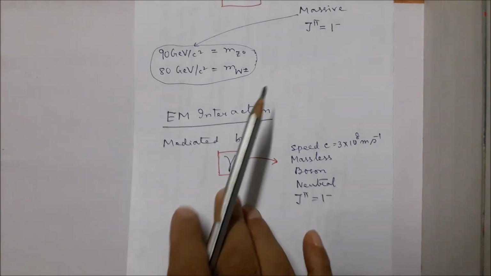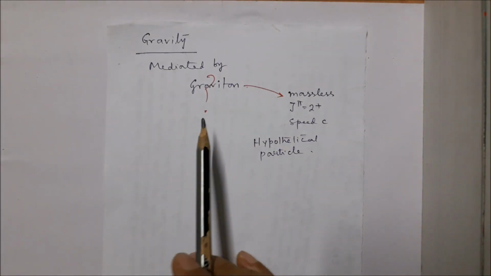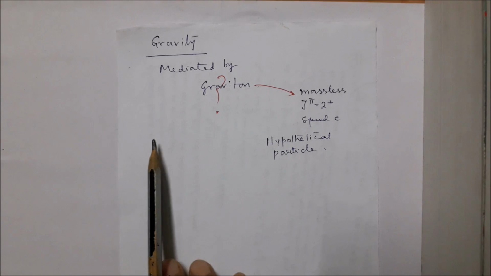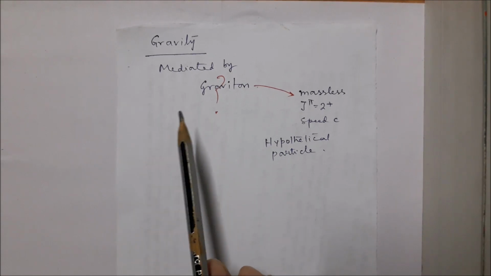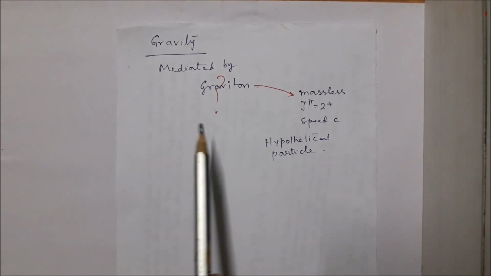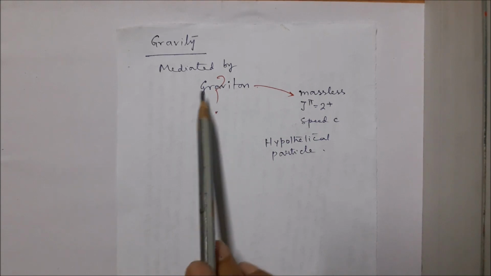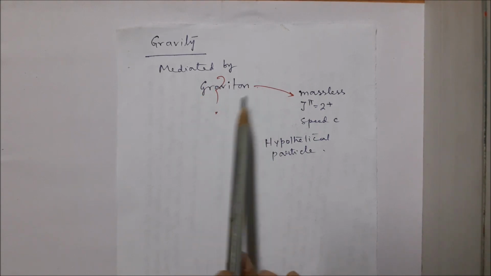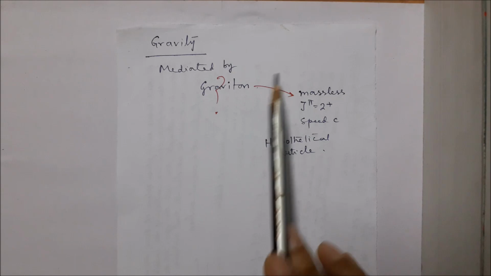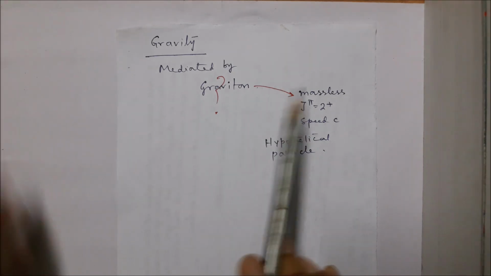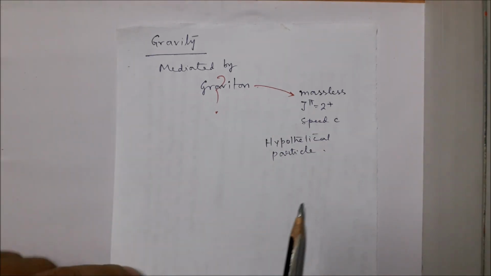And now comes gravitation. We will not speak about it much, as indicated earlier. As per unverified theories, a particle called graviton might be a mediator between two masses, and it has these properties.